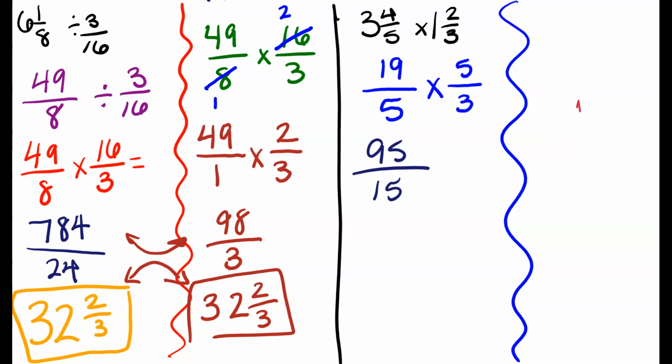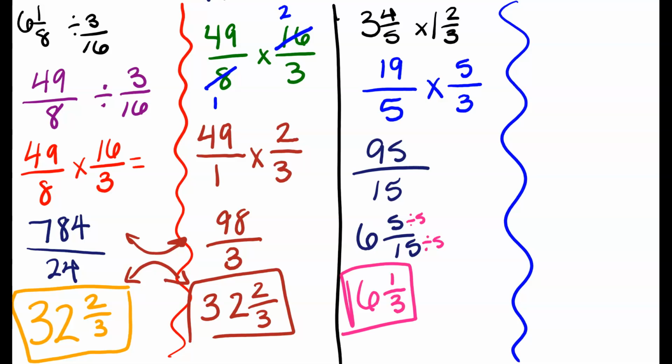I can find out how many times 15 can go into 95, and I did that earlier with my finding multiples for a different problem. And I know I can get in there 6 times with 5 over 15 left over. And I can simplify this to be 6 times, divide each side by 5 because 5 can go into both, and get 1/3. Box it in, and I'm done.